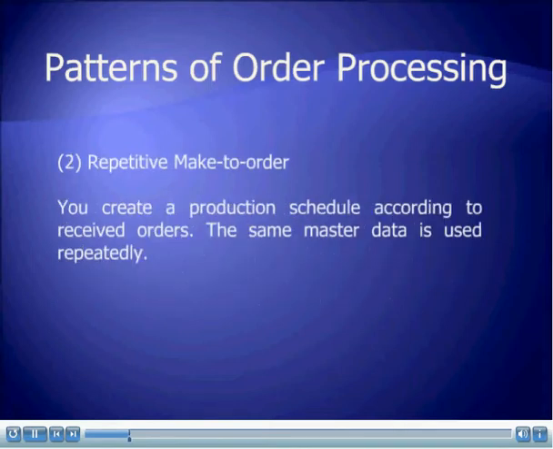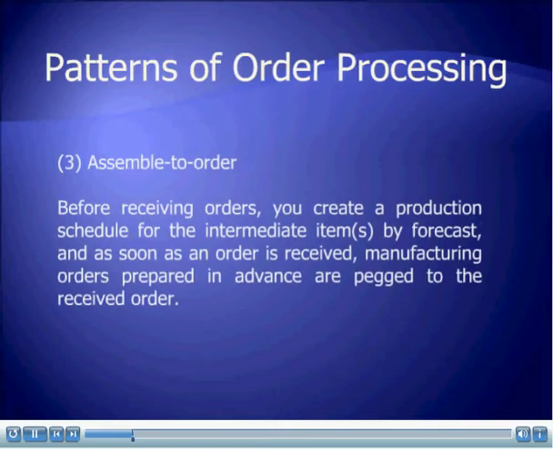2. Repetitive make to order. You create a production schedule according to received orders. The same master data is used repeatedly. 3. Assemble to order. Before receiving orders, you create a production schedule for the intermediate items by forecast, and as soon as an order is received, manufacturing orders prepared in advance are pegged to the received order.